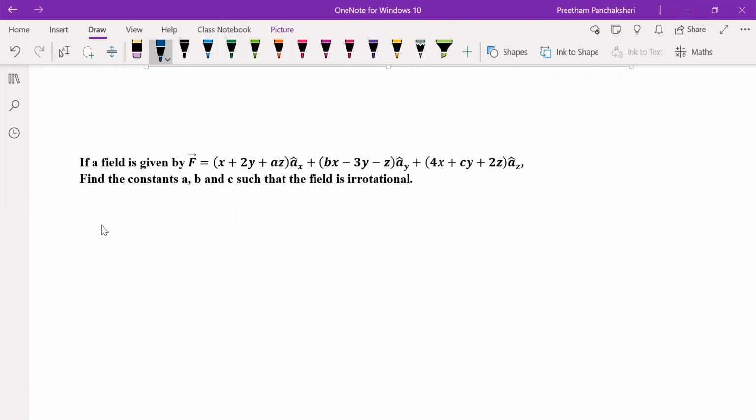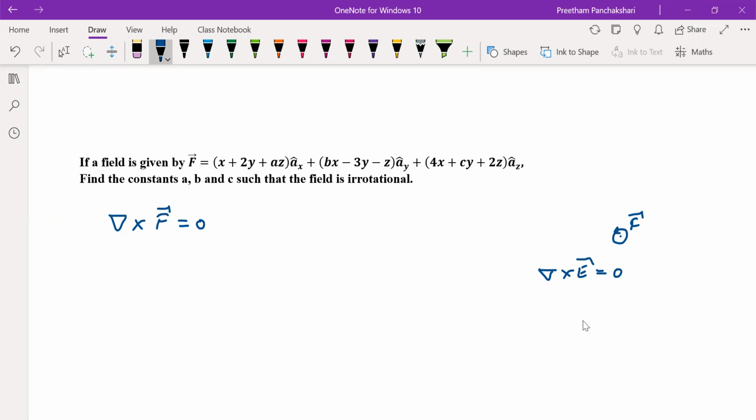If any field is irrotational, then its curl is 0. Curl means the revolution or circulation of a vector around a point. If any vector, say F, is revolving about a point, then it is said to be rotational. Irrotational means its curl is always equal to 0.